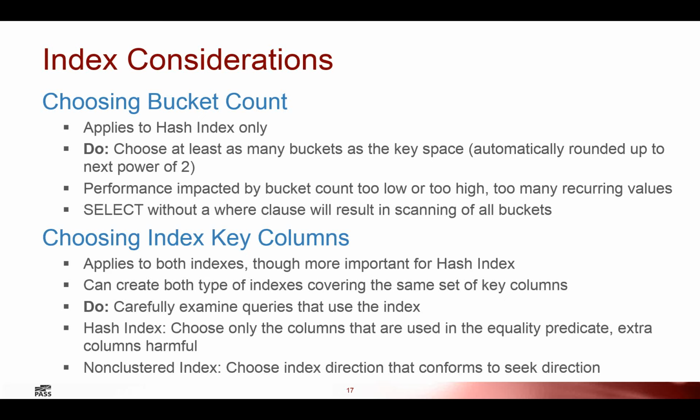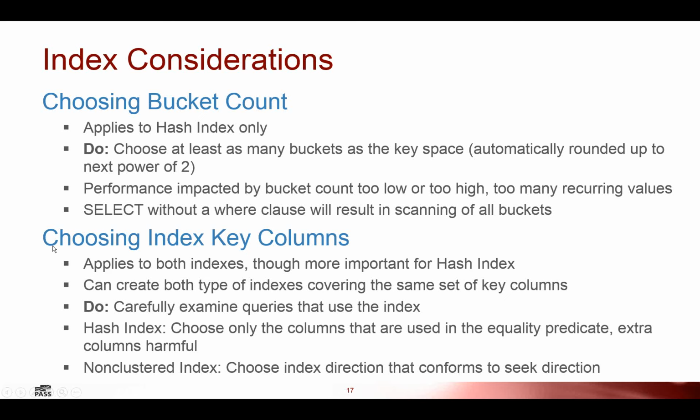If you have too high a bucket count, when you do a full table scan or range queries, you're going to have to scan through too many buckets, and this is not good. It's also not good if you have a lot of recurring values. For example, if you index the number of states in the U.S. on a table with 10 million rows, you're going to have a lot of chains because a lot of these rows are going to hash to the same bucket, and that's not good.